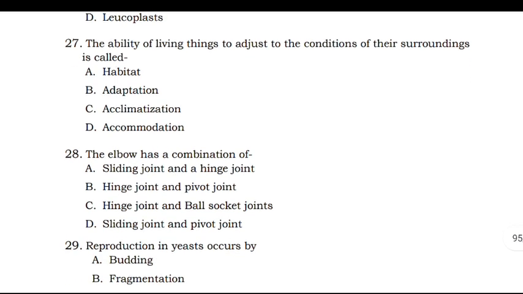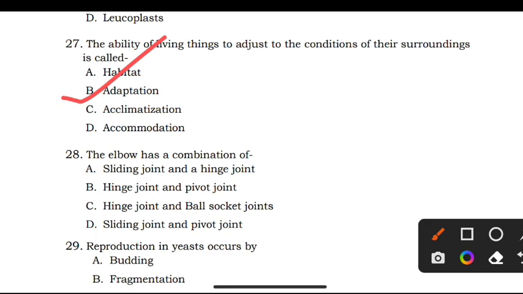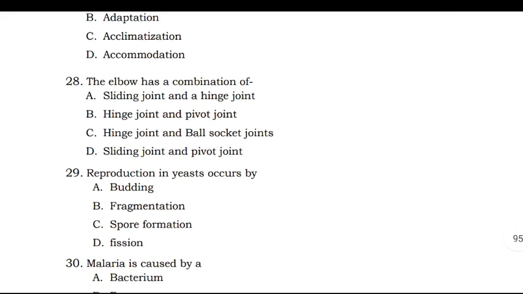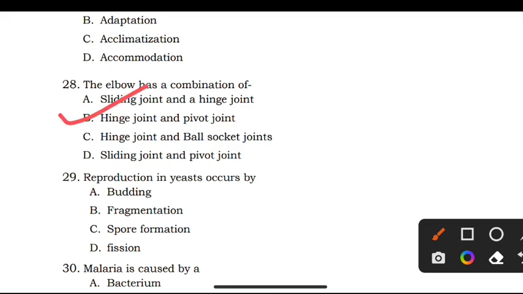For now, question number 27. The ability of living things to adjust to the condition of their surroundings is called what? Habitat, adaptation, acclimatization, accommodation. In these options, option B will be the correct answer, adaptation. Adaptation is the ability of living things to adjust to the condition of the surroundings. The elbow has a combination of sliding joint, hinge joint, pivot joint, and ball and socket joint. Option B will be the correct answer, hinge joint and pivot joint.